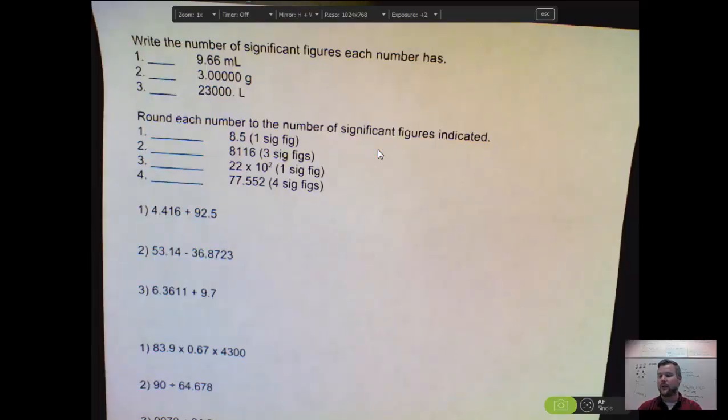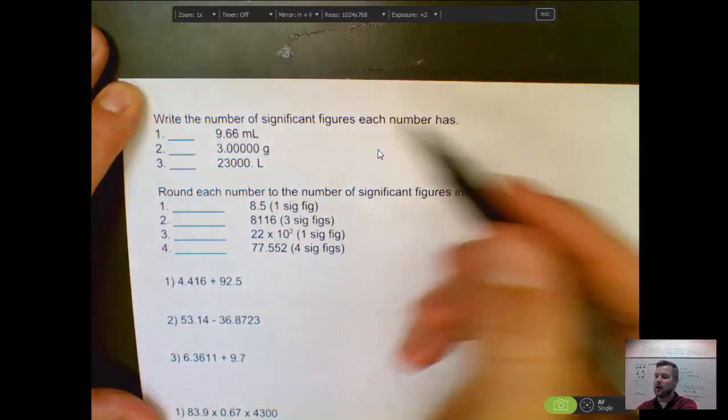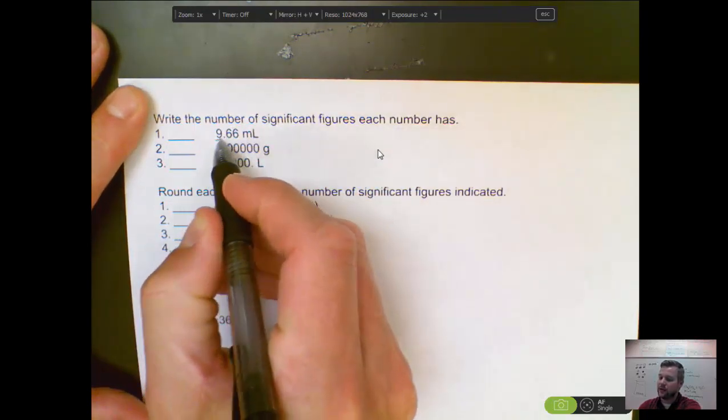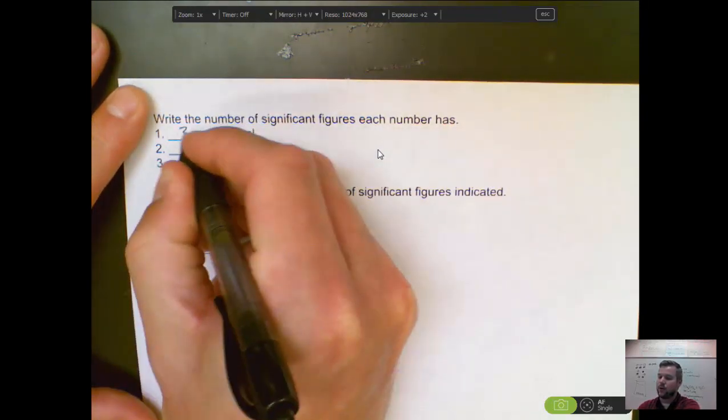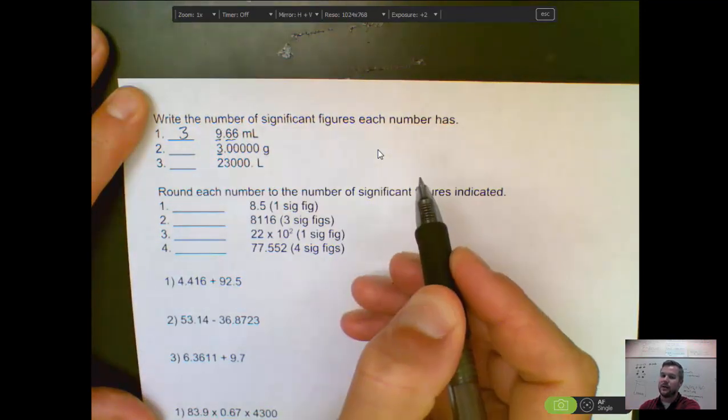So some example problems of this. If I have 9.66, you can underline the place values that are going to count. So the first rule, non-zeros, 1, 2, 3. 3 sig figs. Second problem, a 3 counts automatically.